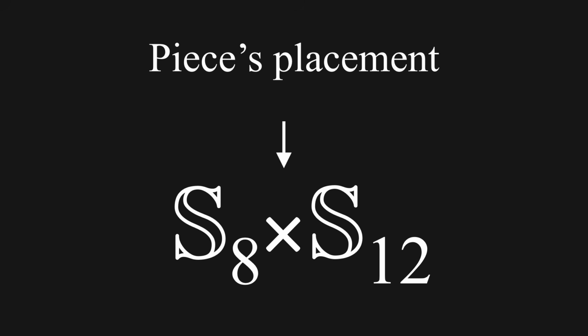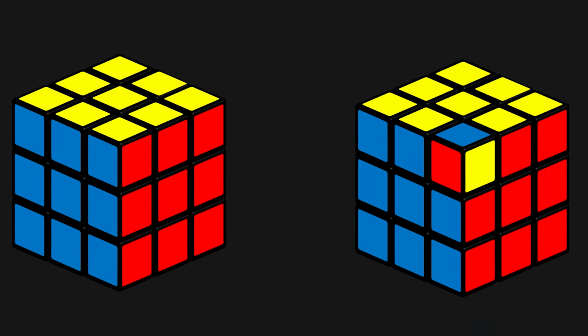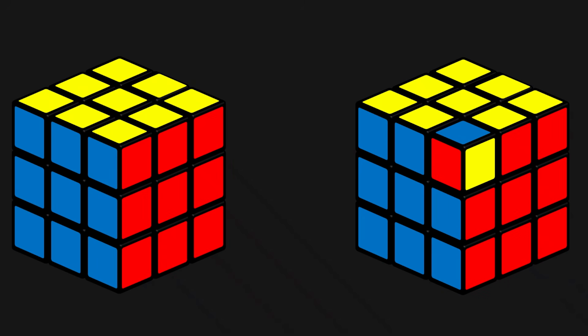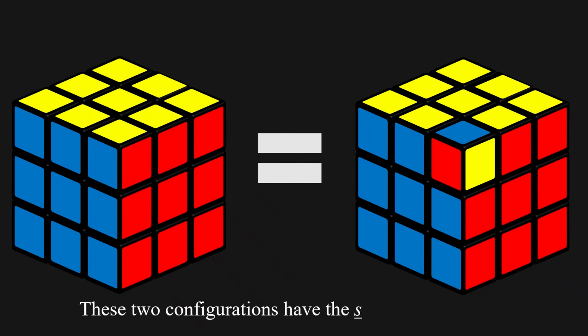We have reduced the placement of the pieces of the Rubik's Cube to 2 permutations in S8 and S12, whose structures are well understood. Now, consider these 2 configurations, which are visibly distinct. Yet, with the tools we've developed so far, there's actually no way of distinguishing between them.